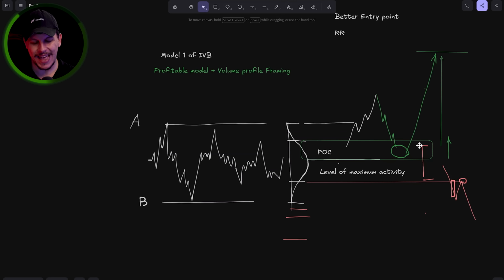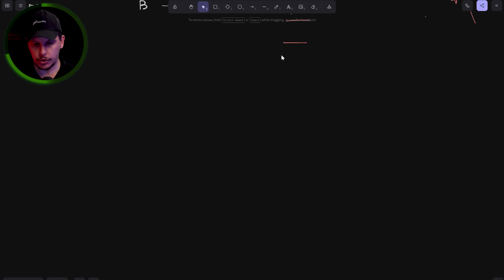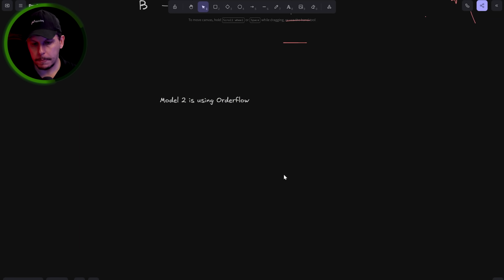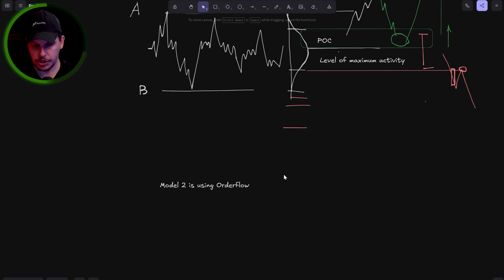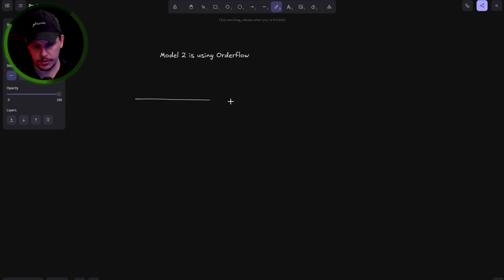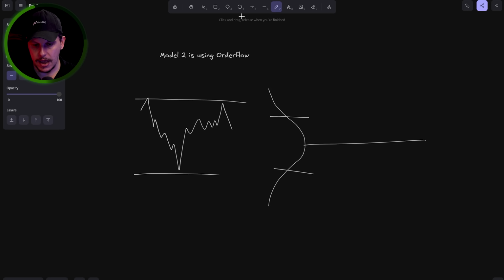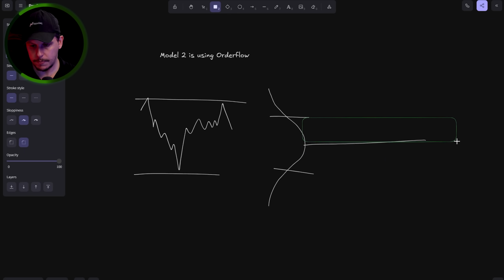And this one doesn't use anything complicated. Then the model 2 of IVB is using order flow, okay? This is a little bit more advanced, okay? Because it's using the confirmation after the breakout, okay? So we have a range, we have a point A, we have a point B, we have our profile, okay? We have the value area low, the POC, the value area high, and we have our framing area to seek buy, okay?